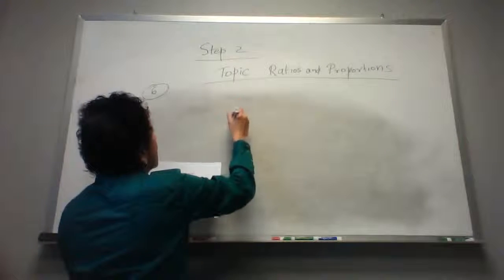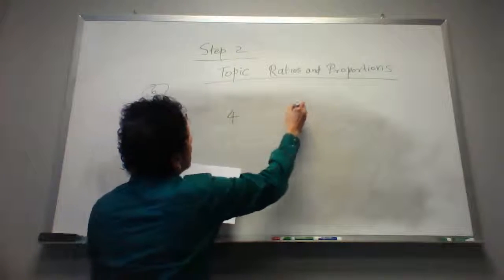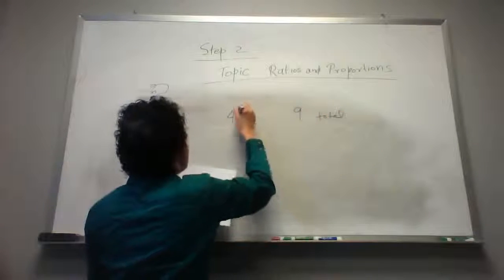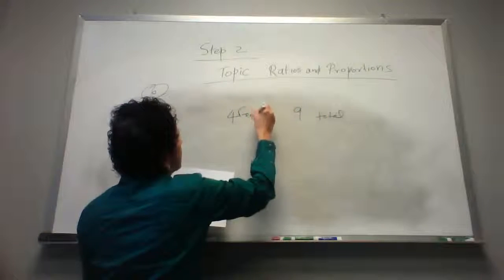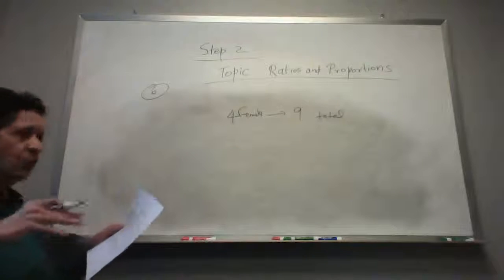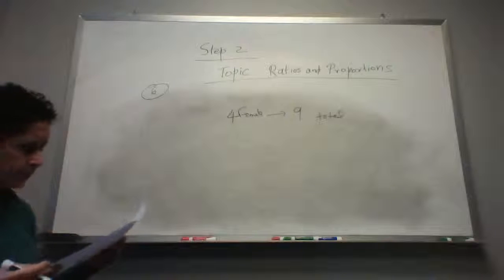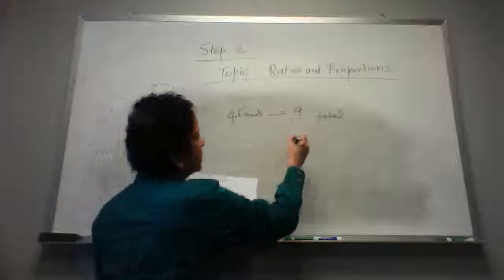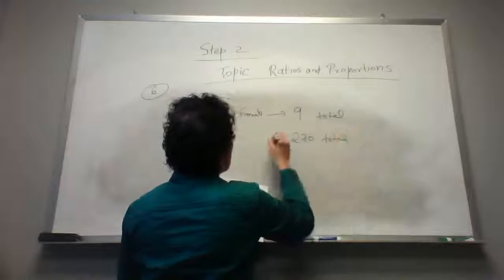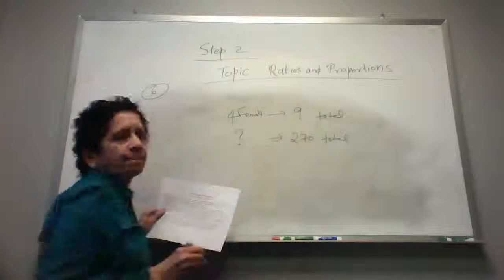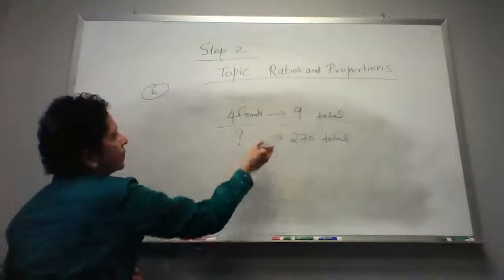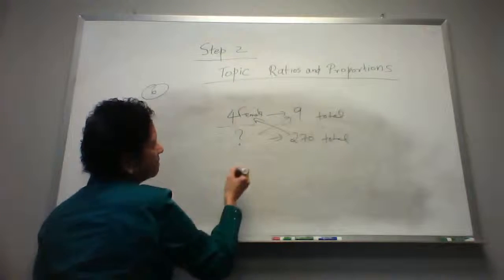So if I have 4 females, then I have 9 people total, right? Out of those, 4 are females, 5 are males. Now, instead of 9, I have 270 total employees. Then the question is, how many females? Right? So again, you just set up the ratio and then cross multiply, right?